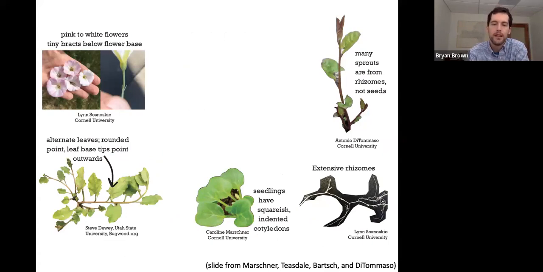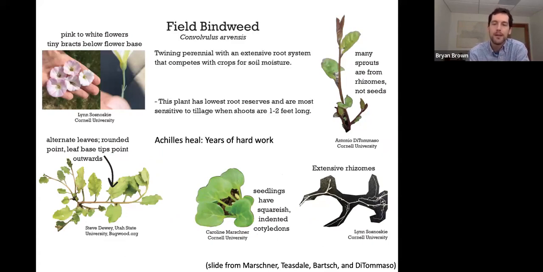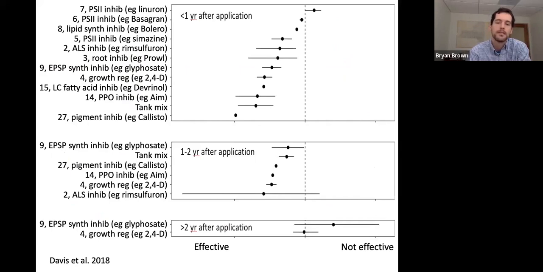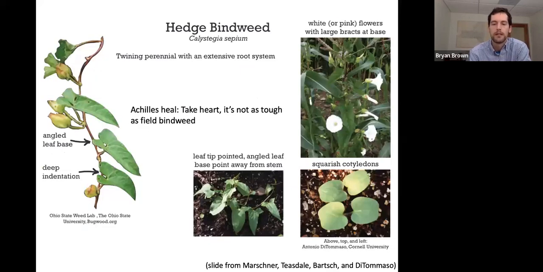Okay, final weed here. This is field bindweed, which again has a massive root system. They say the center root is actually at the center of the earth. So it can take a lot of years to either repeatedly remove the top growth to deplete that root system or target it with systemic herbicides when it's sending resources down to the ground. This is just showing after a few years of herbicides, probably our growth regulators like 2,4-D or glyphosate are going to be most effective.